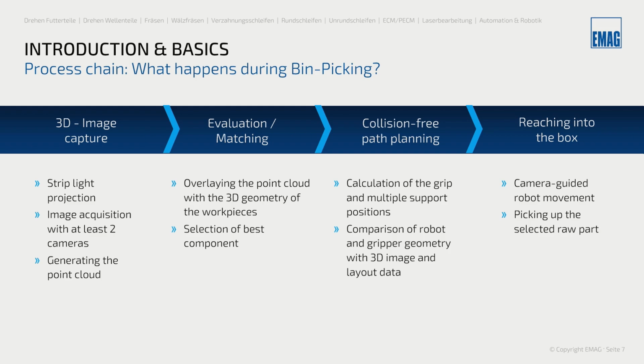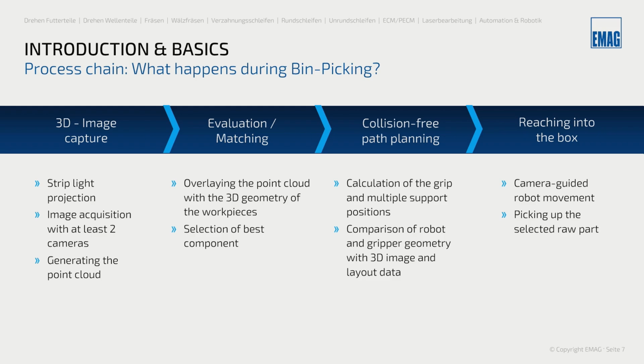After that is done, the algorithm will select the part that suits best and is easiest to access for the robot, and then we go to the path planning that will be done collision-free. To do so, we calculate multiple support positions for the robot movement and the final gripping position. By that, we compare the 3D geometry of the robot and the gripper system with the 3D images that we just found out by the camera, and also lay out data from the CAD or different areas that we log out of the process.